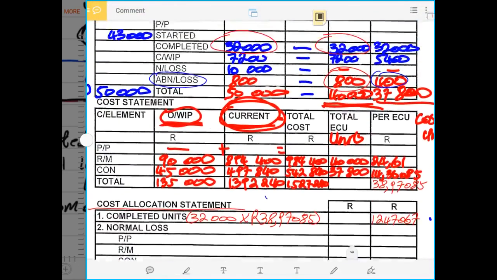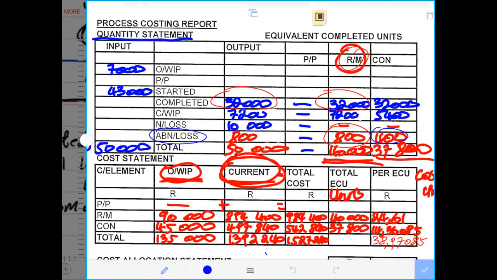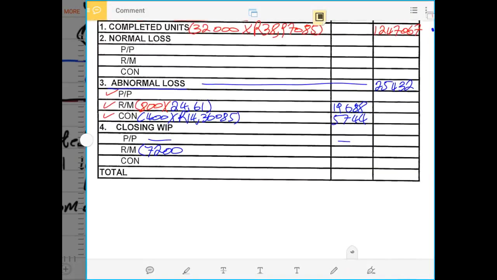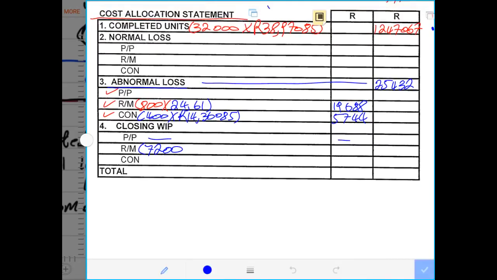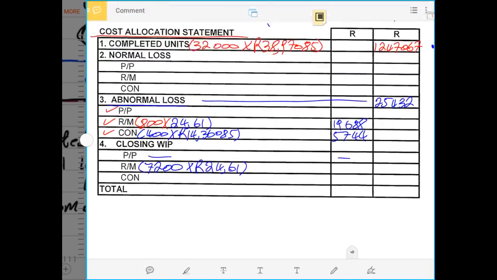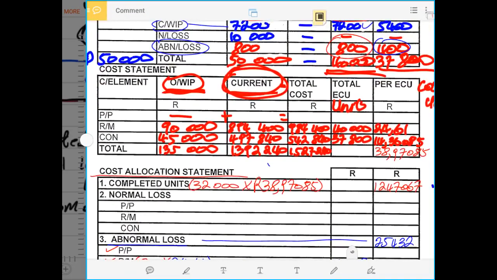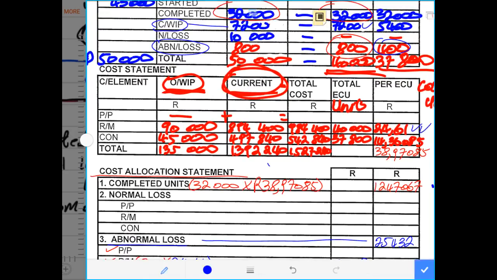Closing units in terms of raw material: the closing work in process with regard to raw material was 7,200. So now we took that 7,200 and multiplied by the raw material cost per unit, which is 24.61 cents. Here is the raw material cost per unit.